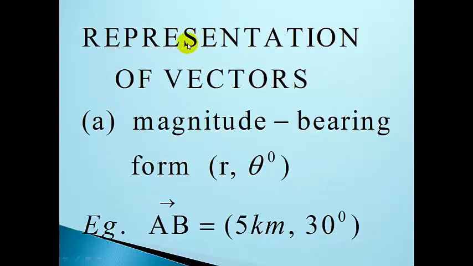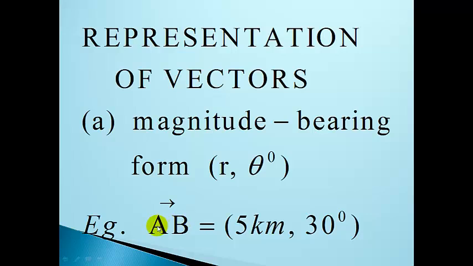Now let's look at representation of vectors. How vectors can be represented. Now A, we have the magnitude bearing form. Take note that the bearing is the same as the direction. So we have the magnitude bearing form. An example, we have r theta degrees.